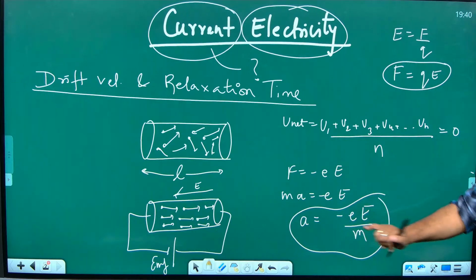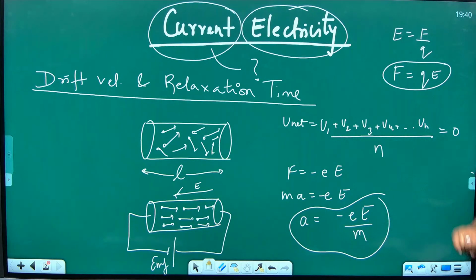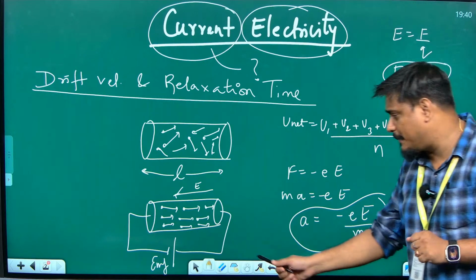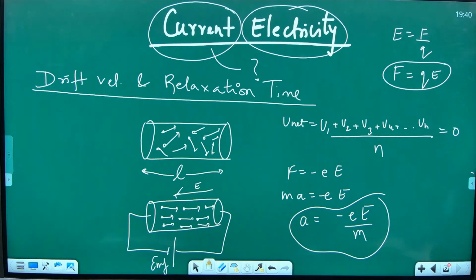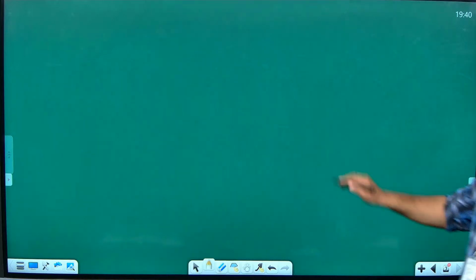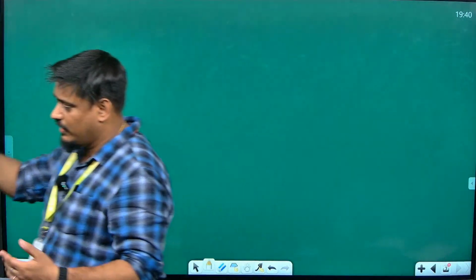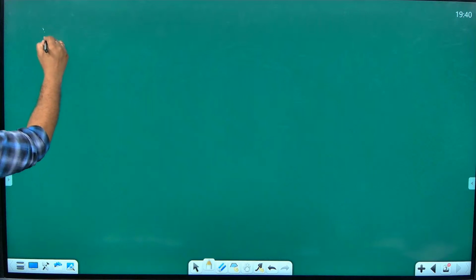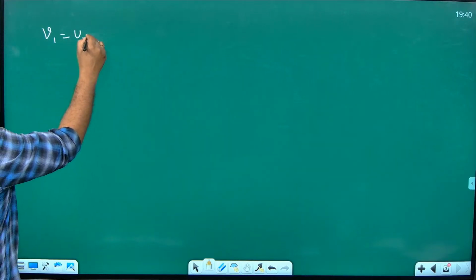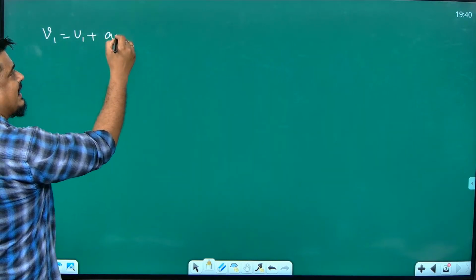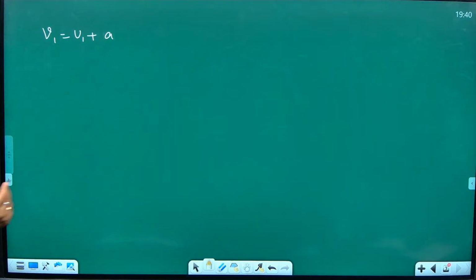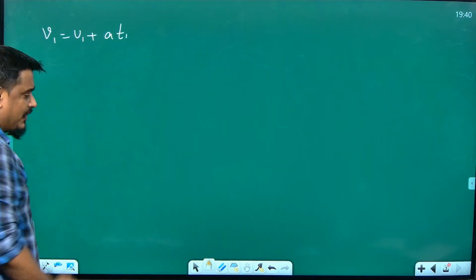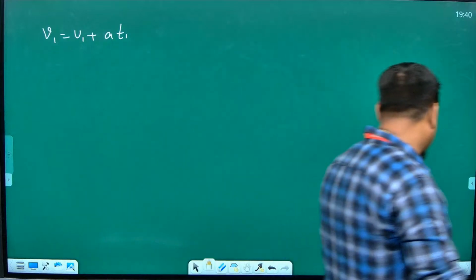Now I got the acceleration. I have the initial velocity. I can find the final velocity, can't I? So let me try to find it. Taking electron by electron, V1 will be equal to U1 plus A into T. How much time does it take? I'm taking it as T1. Now, what is the meaning of T1? Let us try to understand that.